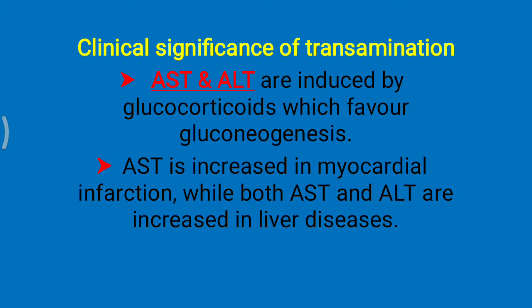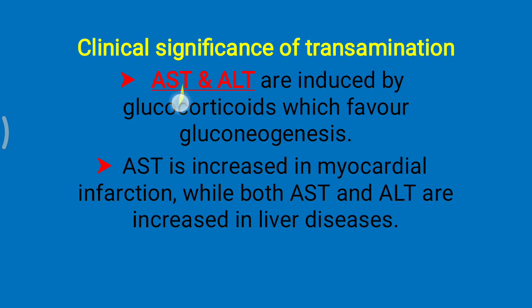Next, the clinical significance. AST and ALT, that is aspartate aminotransferase and alanine aminotransferase, are induced by glucocorticoids, which favor the gluconeogenesis process. But these two are ultimately transamination reaction enzymes. So these two are important enzymes and they have a particular clinical significance.